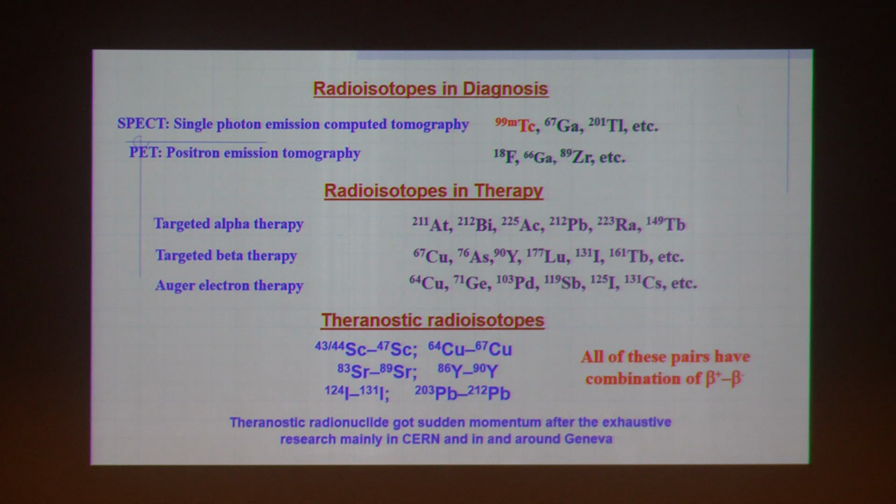Apart from that, if I am talking about therapeutic radioisotopes, then targeted alpha therapy can be done by 211 astatine. Targeted beta therapy can be done by radioisotopes like 67 copper, 76 arsenic, whereas if I talk about theranostic radioisotopes, which are at present in the limelight, then I have given some examples like 43, 44 scandium or 47 scandium. They are also known as twin radioisotopes or matched pair radioisotopes. That means one will go for diagnostic purpose and another one will go for therapeutic purpose.